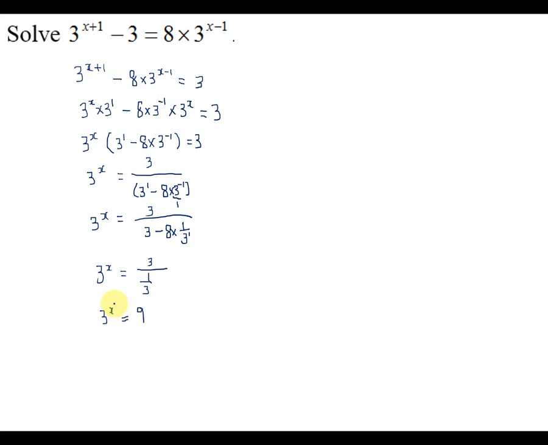In order to solve for x in the power, we need to compare the power. For the comparison to take place, we must have the same base number. So we change 9 to the same base number as 3. So it's 3 squared. From here, I can see that my x is equal to 2. And we've solved it. Okay, thank you for watching.